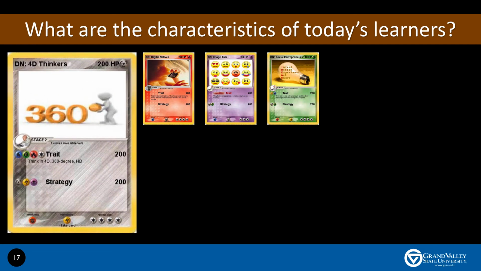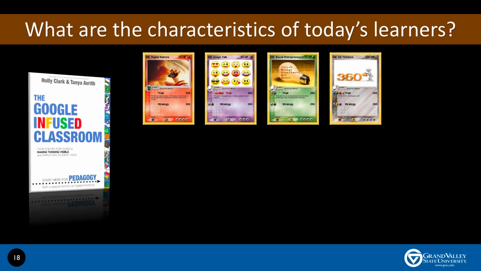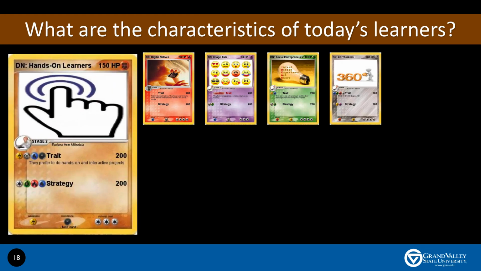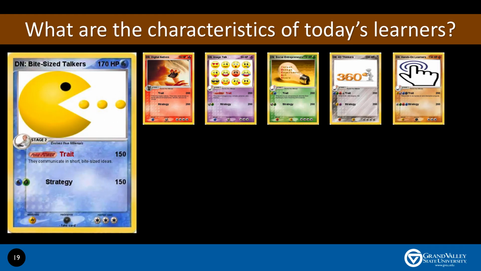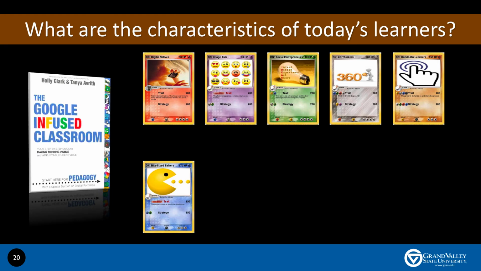Number 4, they think in 4D, 360 degrees, and high definition videos. Number 5, they prefer to do hands-on and interactive projects. Number 6, they communicate in short, bite-sized ideas. Number 7, they like to create.